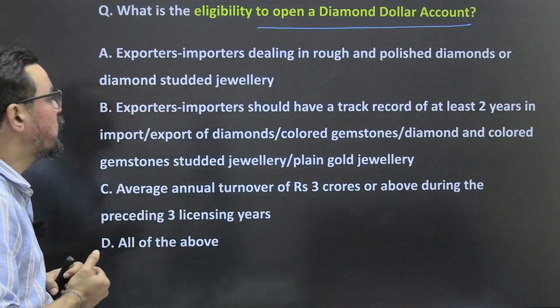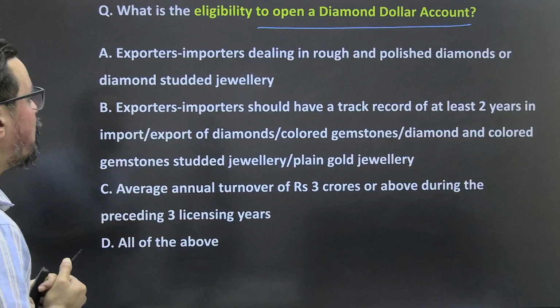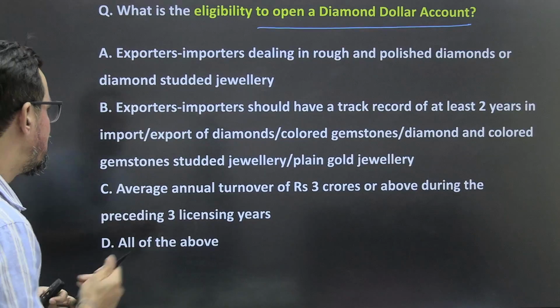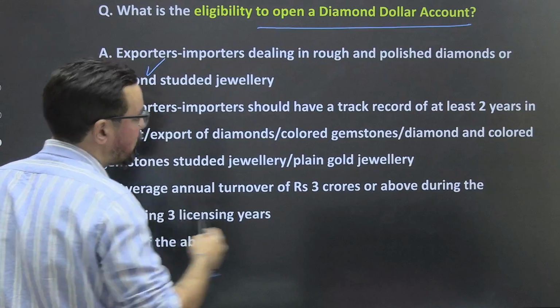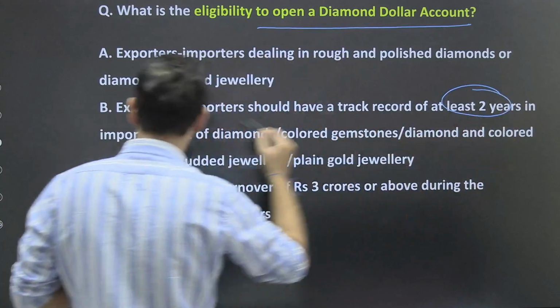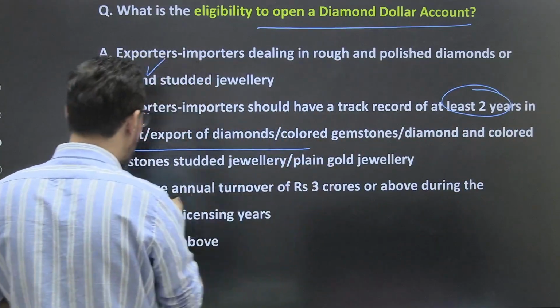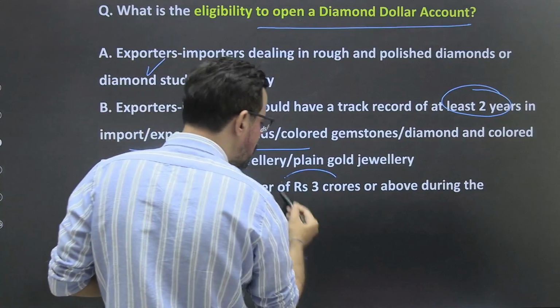Exporter importer dealing in raw and polished diamonds and diamond studded jewelry. True. Exporter importer should have a track record of the last 2 years in import export of diamonds and all. Average annual turnover should be 3 crore and above.